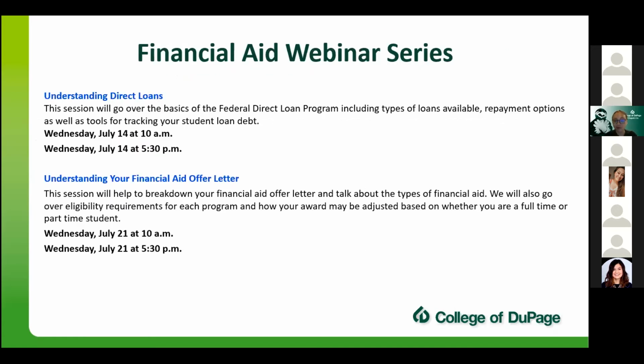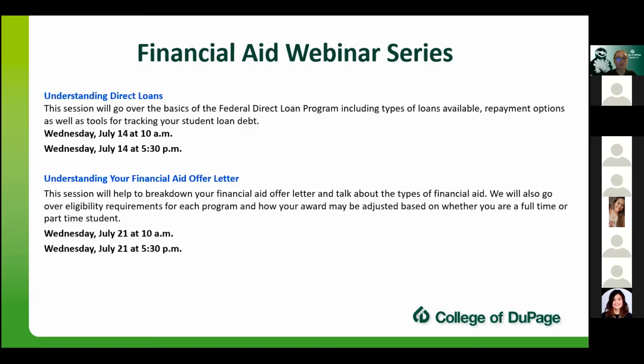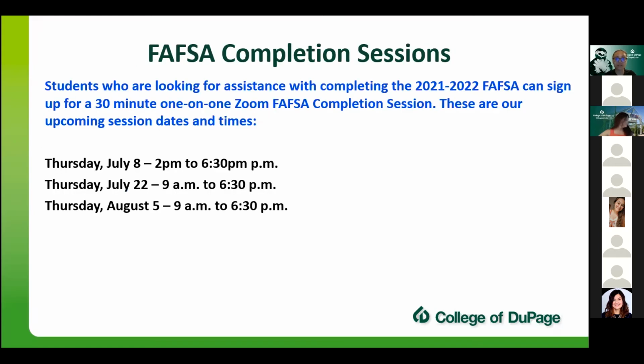And then just a few more plugs. Again, our financial aid webinar series, the next 2 coming up, we have one about understanding your direct loans. And then we also have another one about your financial aid offer letter. These are both going to be next month in July. We have a morning session and an evening session. And if you can't make either one of those, but you are still interested, no worries. We do record the sessions and we post them online to the COD website. And we can leave links again in the chat.